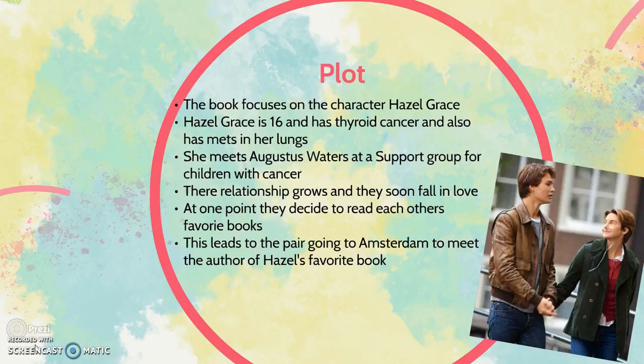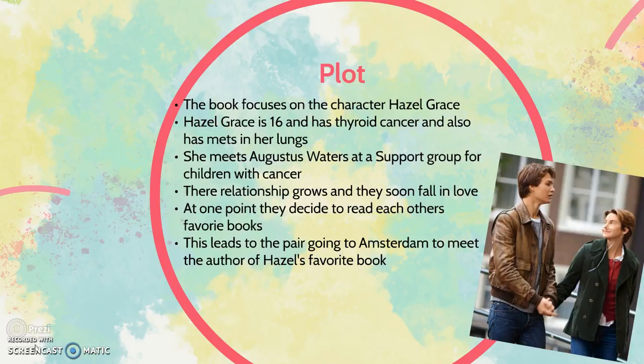One part of the book is at one point they decide to read each other's favorite books. Hazel Grace's is An Imperial Affliction, and Augustus Waters' is The Prince of Dawn. With Hazel's favorite book, An Imperial Affliction, the book comes to a very abrupt ending. It just stops in the middle of a sentence, and this has always been something that's bugged her a lot.